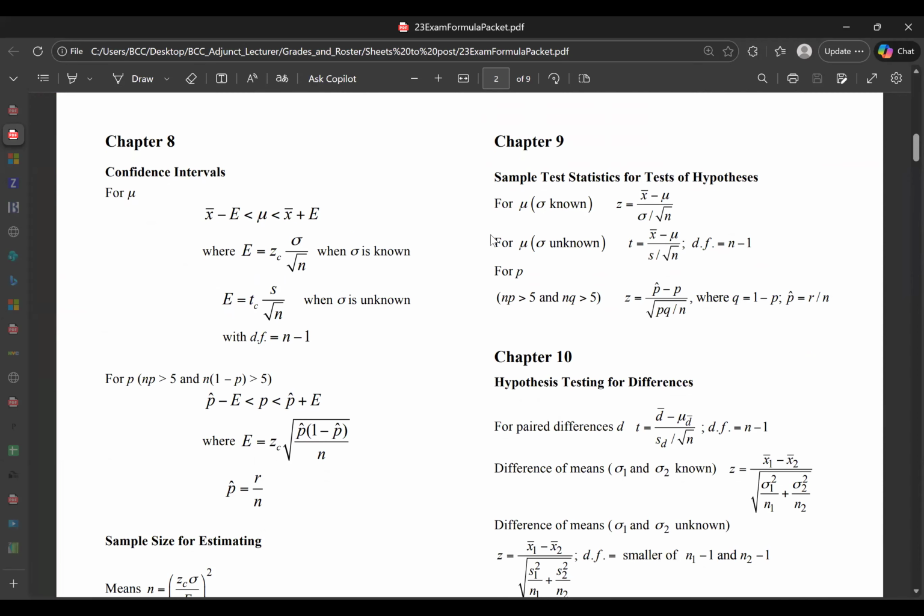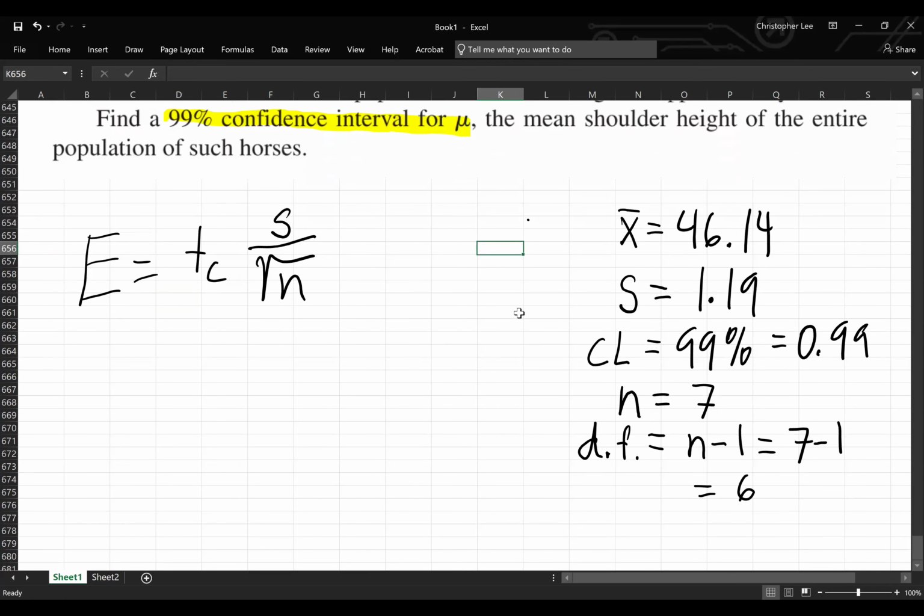Let's go back to the question. This is mad simple. All we got to do is plug in the numbers. We already know the sample standard deviation, 1.19, over the square root of N. That's 7, times our T critical. What's my T critical? Let's look that up. I have degrees of freedom of 6, confidence level 0.99. I got to go to the formula sheet.